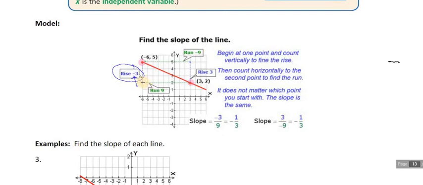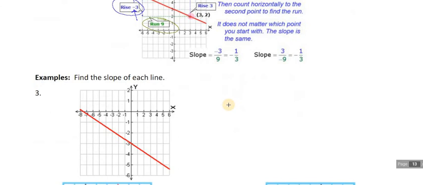Now we stand on the corner, we turn the corner, and now we travel to the right until we get to that next point. So now I need to travel 1, 2, 3, 4, 5, 6, 7, 8, 9 blocks to the right. So that's a run of +9 because going to the right would be seen as positive. So when I put my rise of -3 over my run of +9, I can then simplify it. 3 over 9 is 1/3 and it's a negative. So the simplified slope is -1/3.